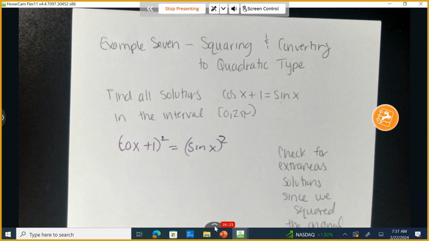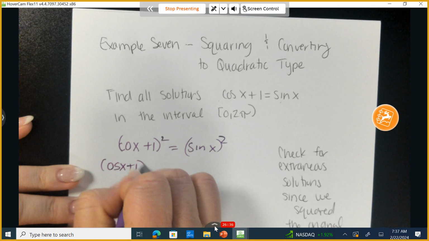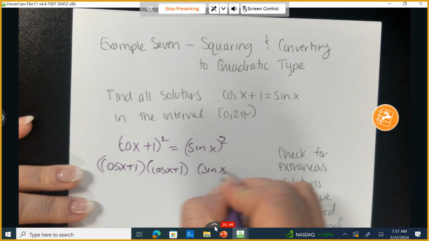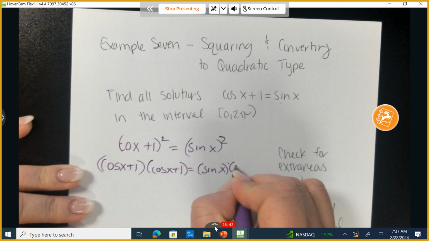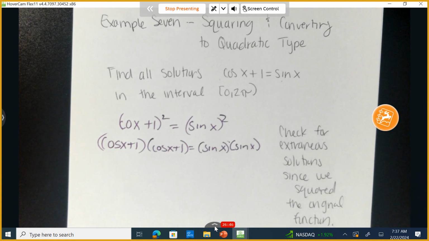But in doing that, there is potential for extraneous solutions. So please write out cosine of x plus 1 times cosine of x plus 1, and sine squared of x equals sine of x. Go ahead, please. I want you to go ahead and factor that out.